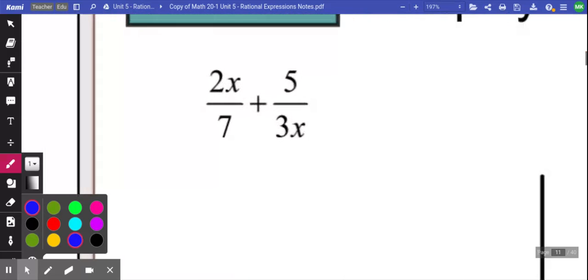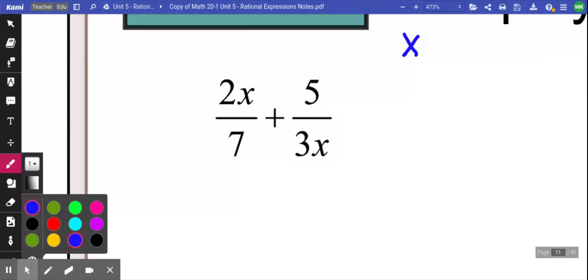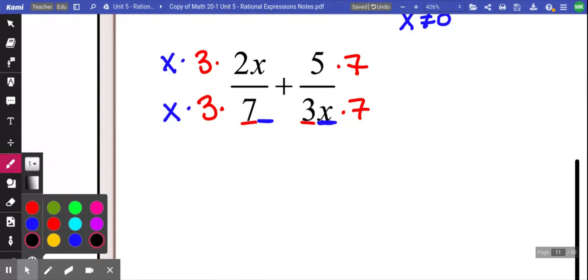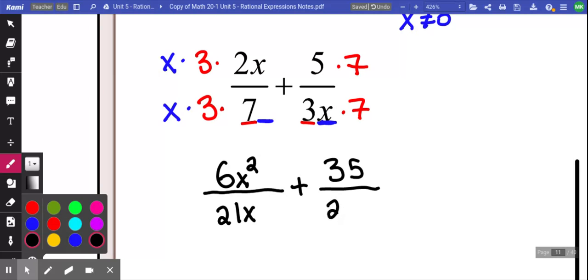Okay, look at this first one. I stated the NPV. NPV is x cannot equal 0. The first thing I need to be able to add and subtract these is a common denominator. The 7 and the 3 can both become 21. So I have to multiply this one by 3, this one by 7. I then look at the letters. This one has no x's on the bottom. This one has one x on the bottom. So I need to multiply this by x so that both fractions now have an x on the bottom. This gives me 6x squared divided by 21x plus 35 over 21x.